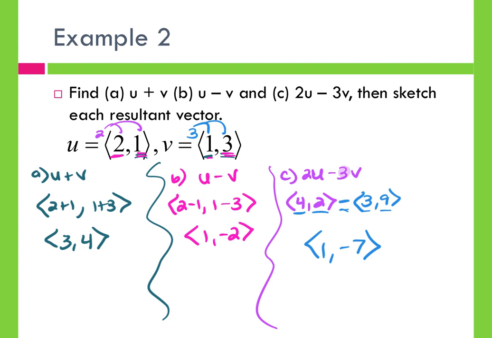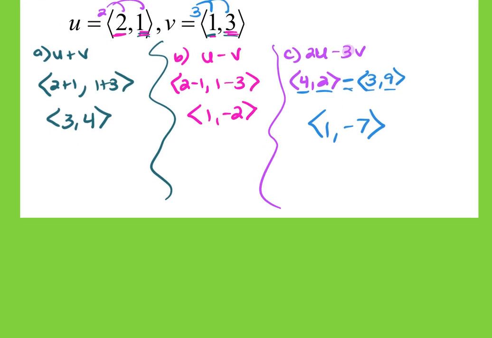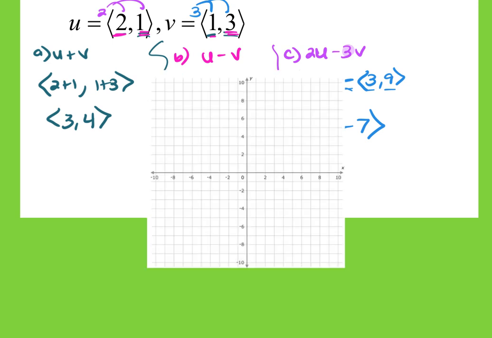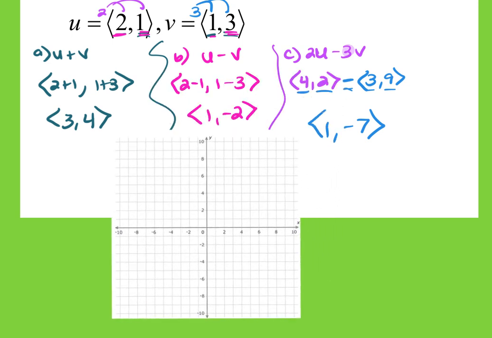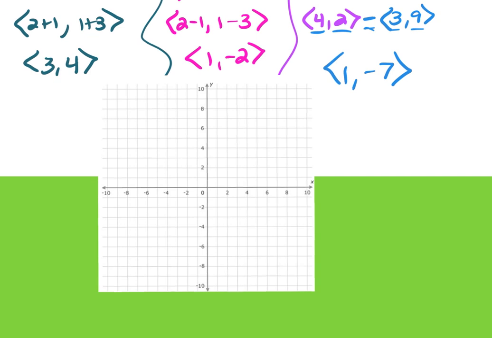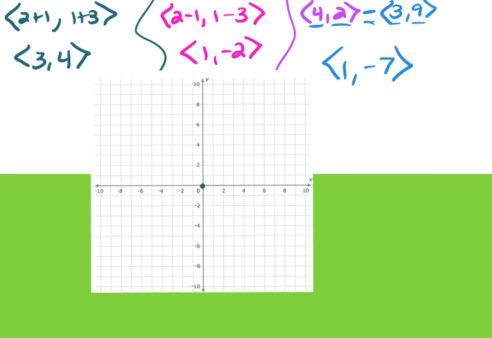Questions so far? All right, I'm going to pull in a coordinate grid just so that we can graph these a little bit more accurately. And for each of these, we don't have an initial and a terminal. We just have the component form. So I'm graphing starting at 0, 0. So for A, I want to graph 3, 4. I'm going to start at 0, 0. I go to the right 3. I go up 4, and I draw my vector. So this is A.